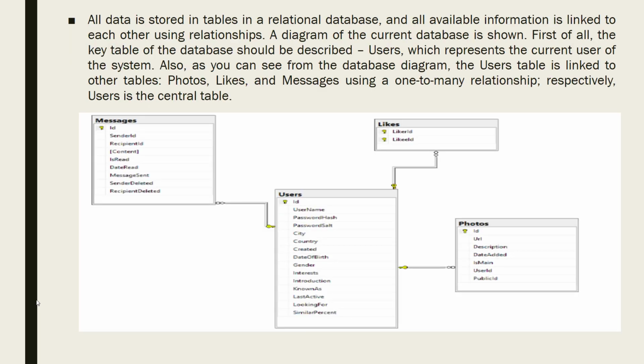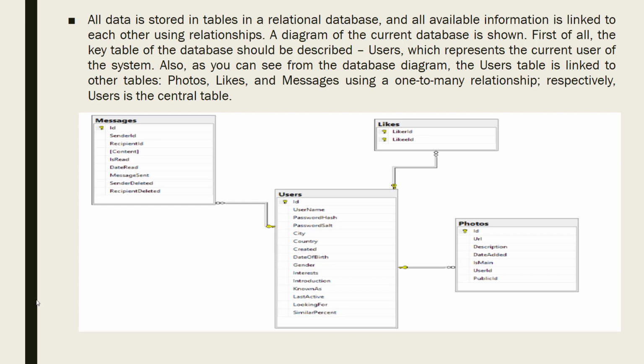All data is stored in tables in a relational database, and all available information is linked to each other using relationships. A diagram of the current database is shown. First of all, the key table of the database should be described as users, which represents the current user of the system. Also, you can see from the database diagram that the user table is linked to other tables, photos, likes, and messages, using a one-to-many relationship.